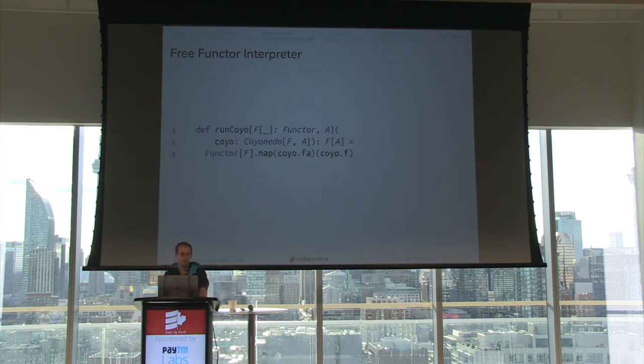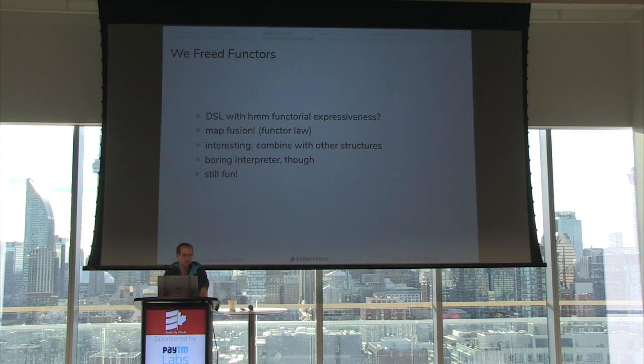And the interpreter is actually really, really easy. It's just one line of code. You just use the target functor to map over the Coyoneda's functorial value and apply the function. That's basically it. So what you get when you free functors is a DSL with, well, functorial expressiveness. So that means you can just call map as often as you want to, which is not really convincing, but what you get for free from Coyoneda is map fusion, which is pretty cool.